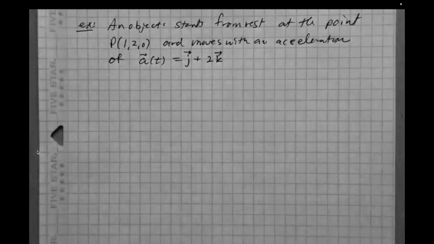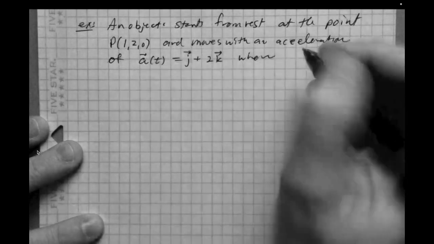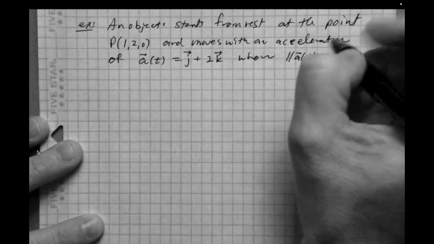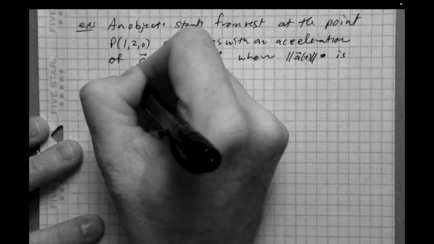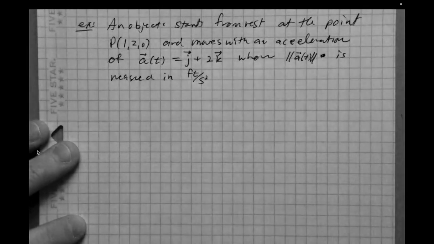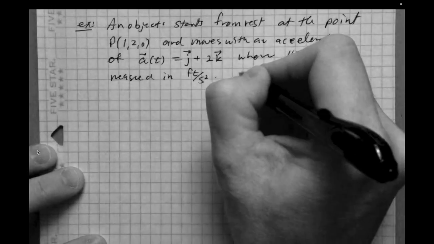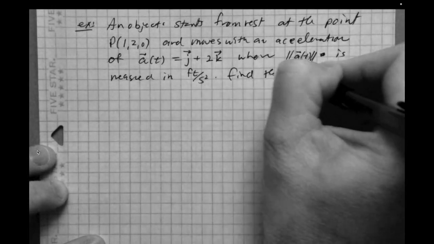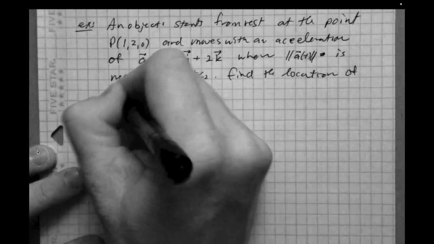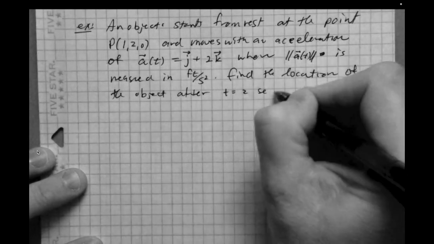So constant acceleration, where we're given the norm of a is measured in feet per second squared. Okay, so the magnitude of the acceleration is in feet per second squared. So we want to find the location of the object after t equals 2 seconds.